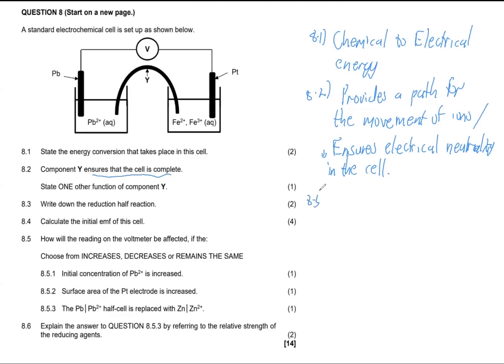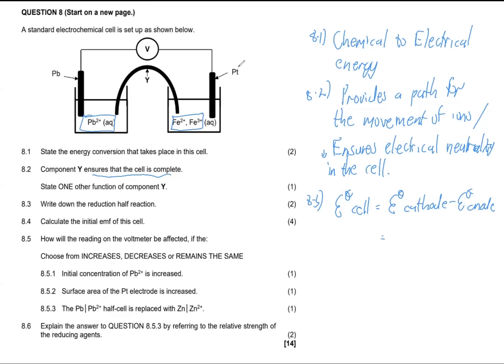Then 8.3 says calculate the initial EMF of the cell. So how do we go about it? We're going to say E cell equals E cathode minus E anode. From here, we have to identify which one is our cathode and which one is our anode, based on the Pb2+ and also the Fe2+ and Fe3+.